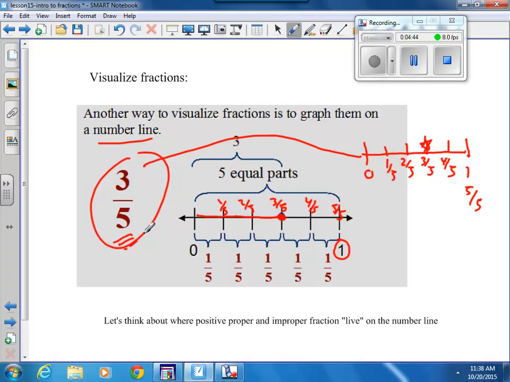So all your proper fractions reside, assuming they're not negative, between 0 and 1. I do want to say that your improper fractions can be converted into a number greater than or equal to 1. So they would live above 1 on the number line.